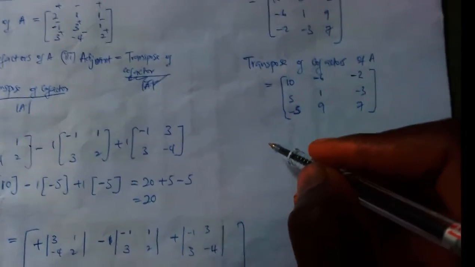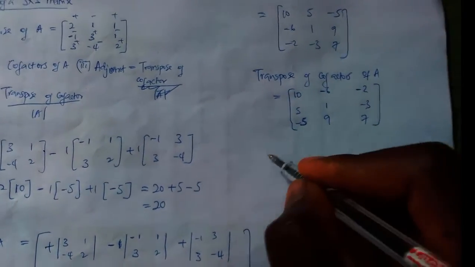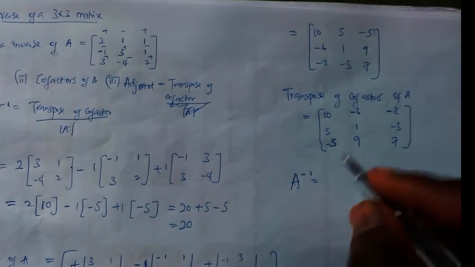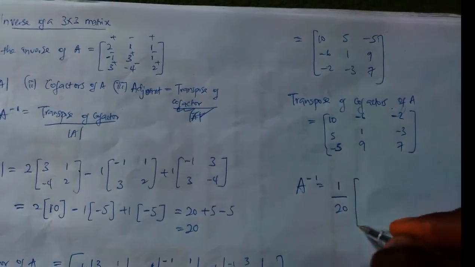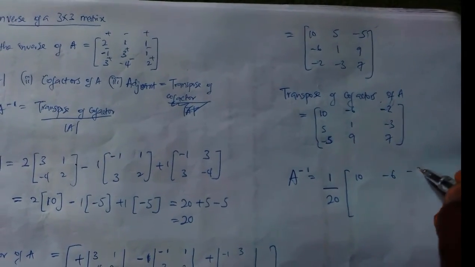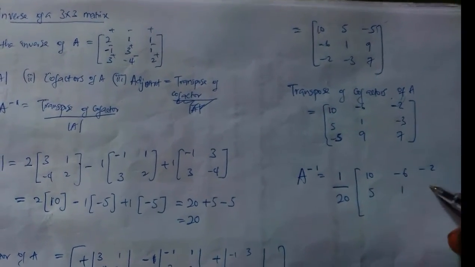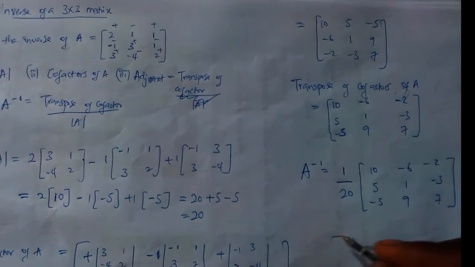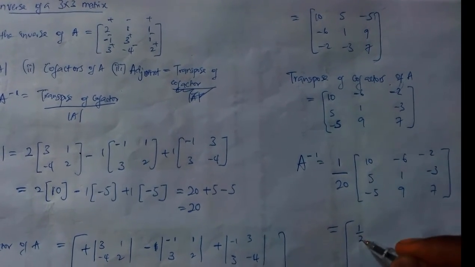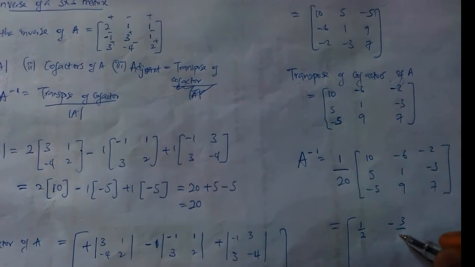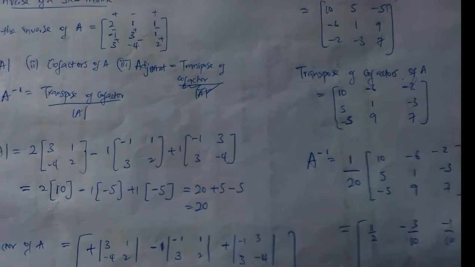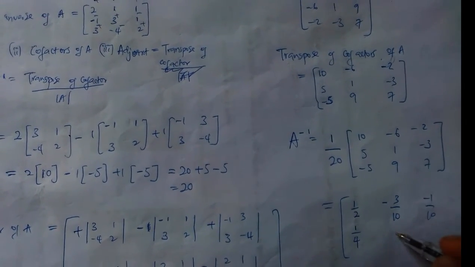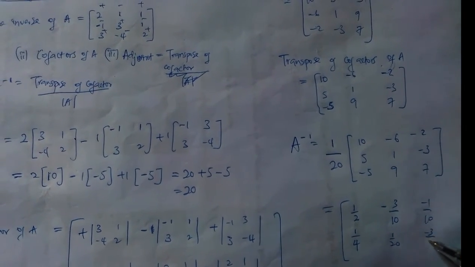And finally, which is my adjoint, I'll now get my A inverse. My A inverse is my adjoint over the determinant. So that's 1 over 20 times 10 minus 6 minus 2, 5 1 minus 3, minus 5 9 7. So you can leave it like this, or you can take it inside, which becomes 1 over 2, minus 3 over 10, minus 1 over 10, 1 over 4, 1 over 20, minus 3 over 20.